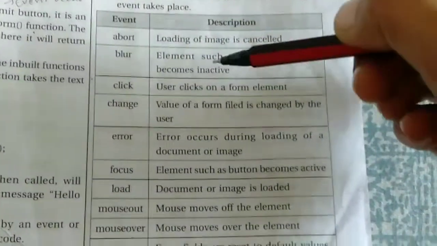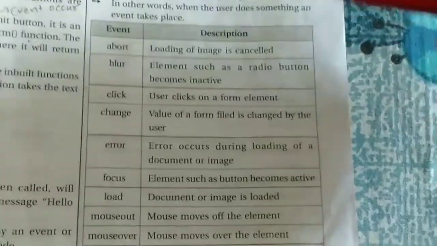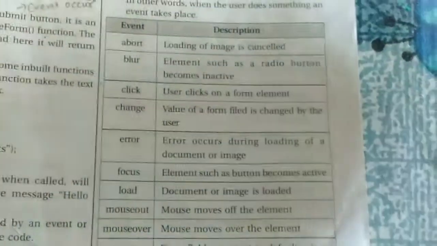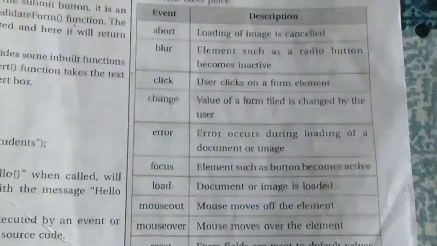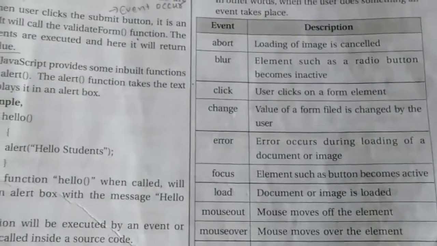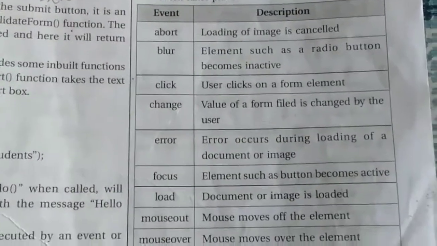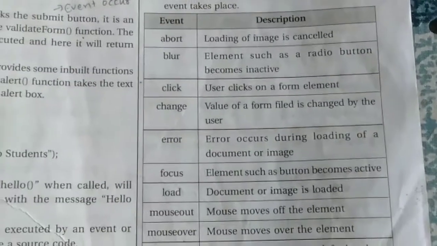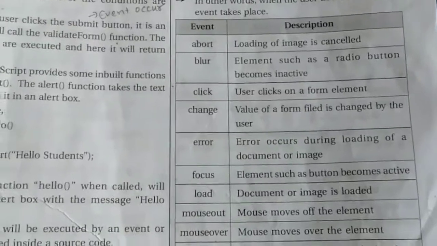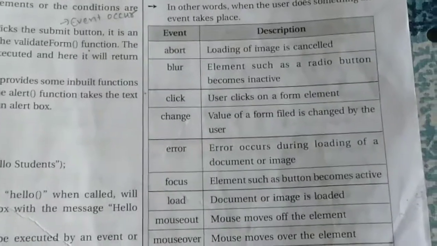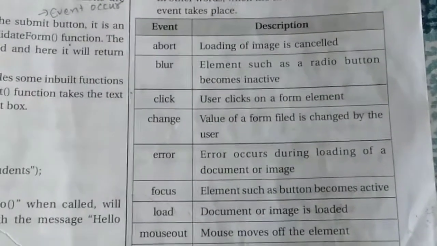Second is blur. Blur means unclear. Elements such as a radio button become inactive. At that time the blur event occurs. Third is click. User clicks on a form element. When the user is clicking on any element of your form, like the submit button, the click event occurs. Fourth, change. Value of a form field is changed by the user. For example, in my first name I am writing Khushbu. Now I want to change the value of my first name. At that time the change event occurs.